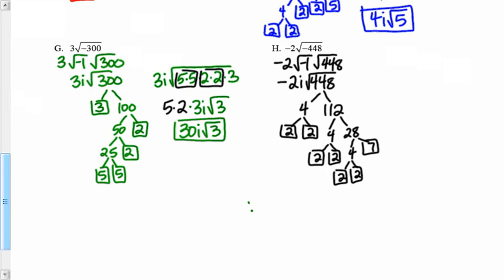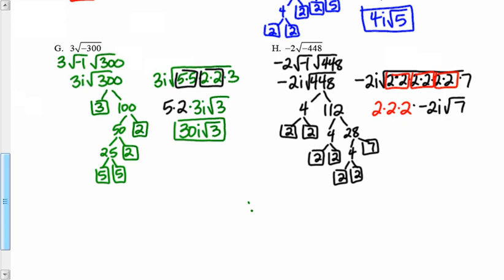Okay, so when I rewrite, I have the negative 2i out in front. And then I have 2 times 2 times 2 times 2 times 2 times 2. Do I have them all? I think I have them all. Times 7. So looking for pairs, a pair of 2s, pair of 2s, pair of 2s. So out in front, I have three 2s. And then I still have that negative 2i with the 7 under. So that would be 2 times 2 times negative 2, which is negative 16i square root 7.